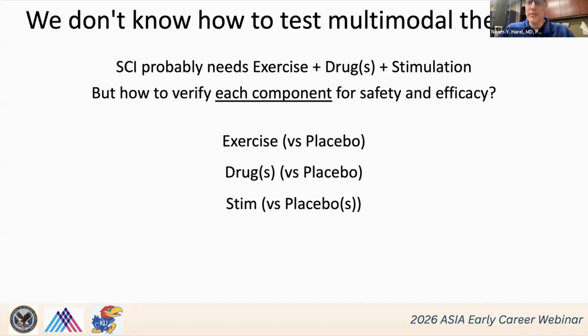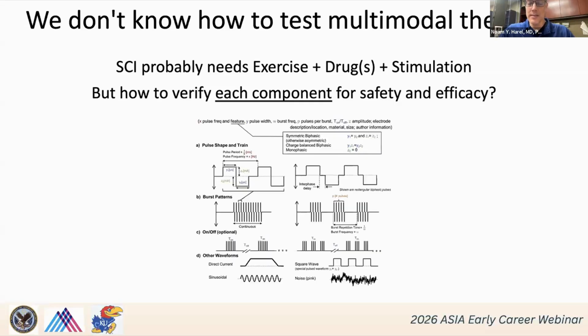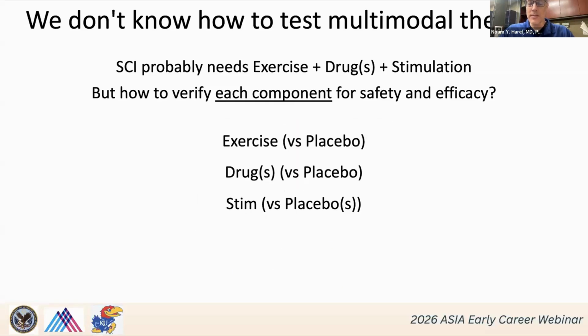Okay. For example, if you want to combine these three modalities, you'd have to have a placebo for exercise, some sort of placebo for the drugs, and some sort of placebo or placebos for different types of stimulation. Okay. And again, this is just meant to show for spinal cord stimulation, there are numerous factors to test, and some of them require more than one control. Okay, how do we test all of these at once?